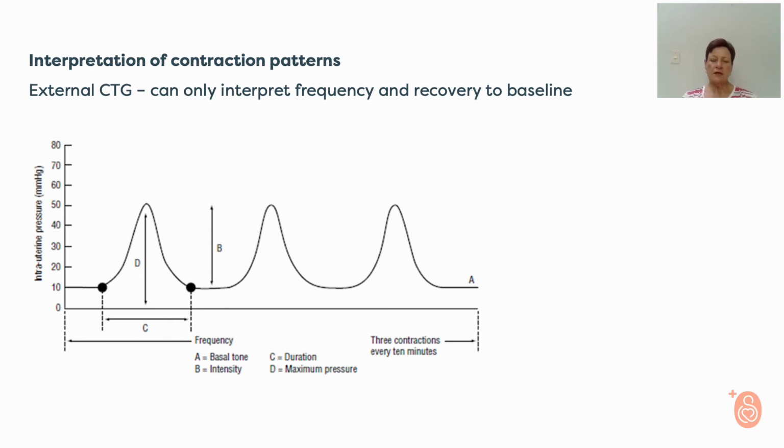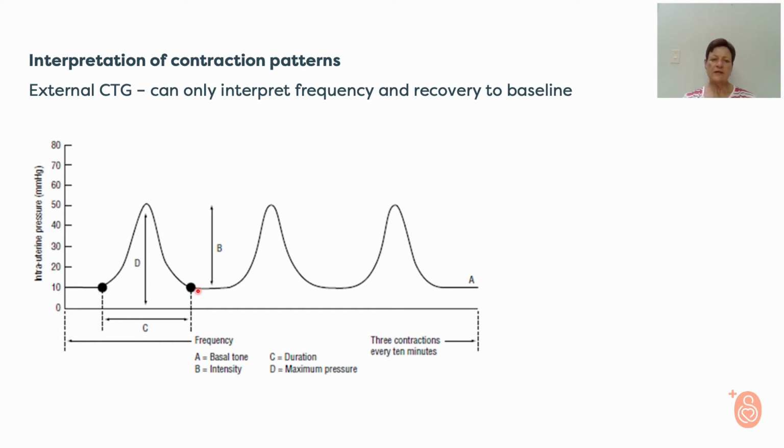Now, when we look at the contraction pattern on a CTG, like we've said in lesson 3 when we did the internal and the external CTG, when we use the external CTG, we can only interpret the frequency very accurately, and we can determine whether the contractions are going back to the baseline. We've said that only with the intrauterine catheter in the internal method can you determine the amplitude of the contraction accurately, and the duration of the contraction accurately.